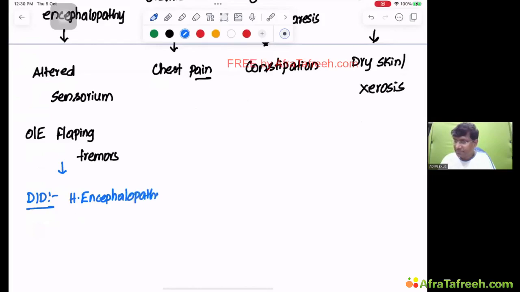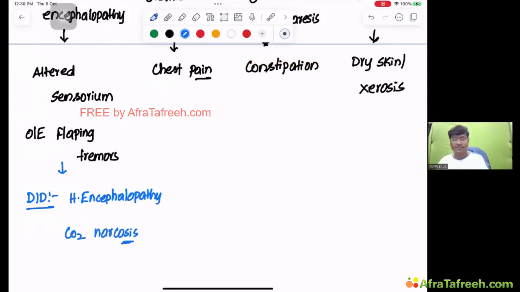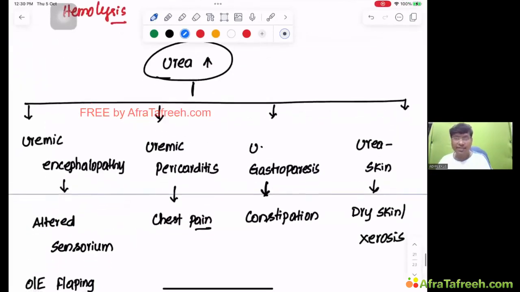Then carbon dioxide narcosis. These are the two other conditions where you can have the presence of the flapping tremors, right? So this is about your clinical manifestations that you come across in patients with acute kidney injury.